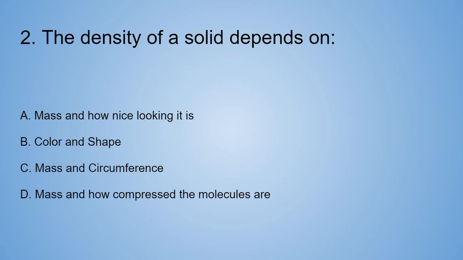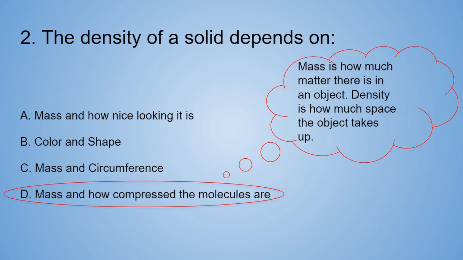Number 2, the density of a solid depends on A, mass and how nice looking it is. B, color and shape. C, mass and circumference. D, mass and how compressed the molecules are. Do you know this one? Good. The answer is D, mass and how compressed the molecules are. Mass is how much matter there's in an object, and density is how much space the object takes up.